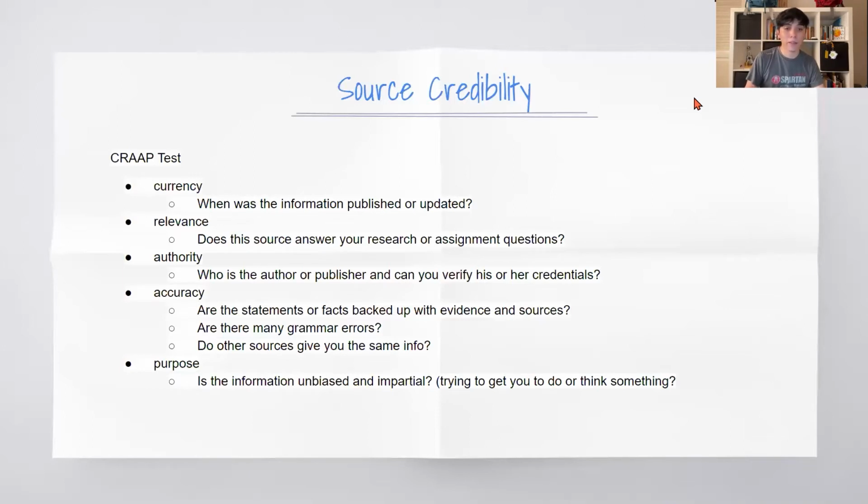And then the accuracy, you want to check if the statements or facts are backed up by other sources. So, are the statements in the text, the argumentative text that you're reading, backed up by good sources? So again, you look at the source's authority, and based on the authority and currency and relevance, you might say, okay, yes, the facts, they got the facts from a place that was relevant and had good credentials.